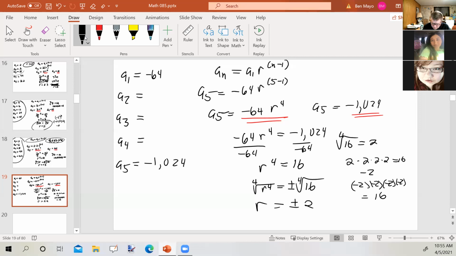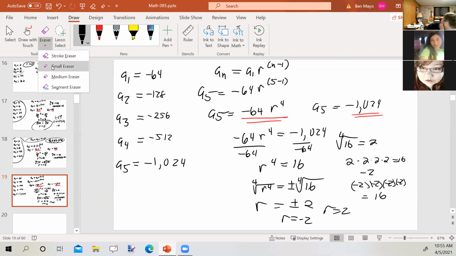geometric means. Well, if I let r be a positive 2, what would I get? Negative 64 times 2 would be negative 128, times 2 would be negative 256, times 2 would be negative 512, times 2 would be, but that doesn't work because then they're all negative and I need 2 positives and 1 negative. What if I use r as negative 2?